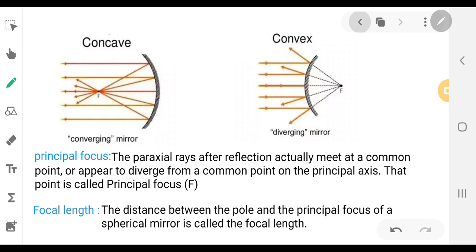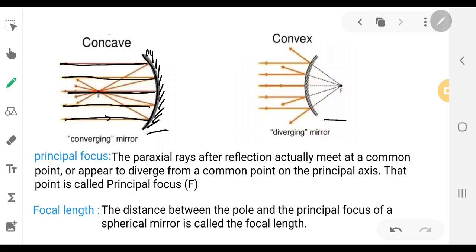So this is a 3D diagram, but usually in a textbook a two-dimensional diagram will be given. So this is the concave mirror, where the outer surface of the mirror is coated, so the inner surface of the mirror is reflecting. The paraxial rays parallel to the principal axis are incident on the mirror. After reflection, they meet at a common point. So this is the first ray, second ray, third ray. They meet at a common point. That common point is on the principal axis. So this is the concave mirror.